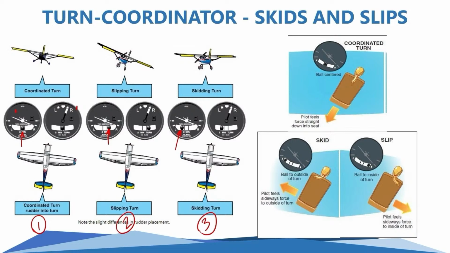direction of the turn. So in order to fix number 3, we would step on the left rudder because the ball is left of center, and we'd apply enough pressure in order to get that ball back to center. All right. That basically takes care of our 6-pack.